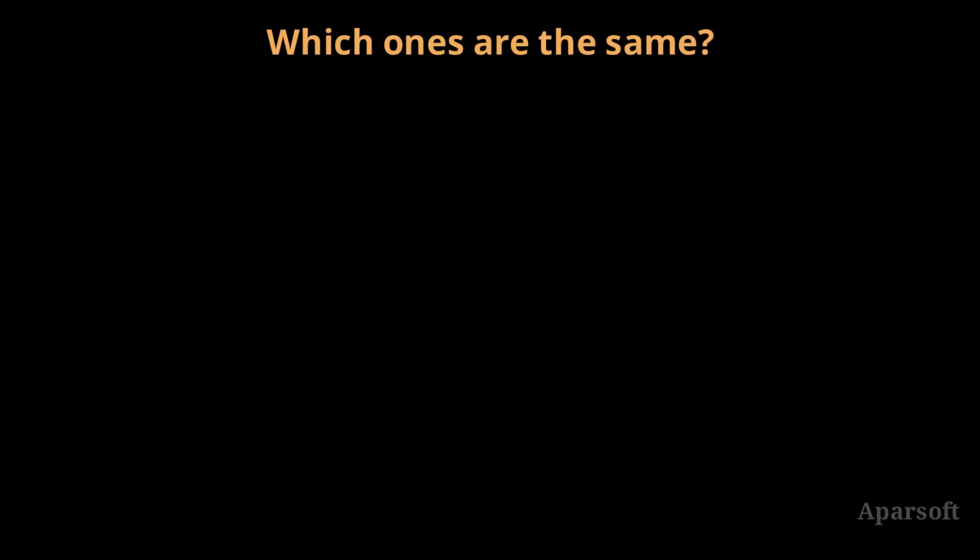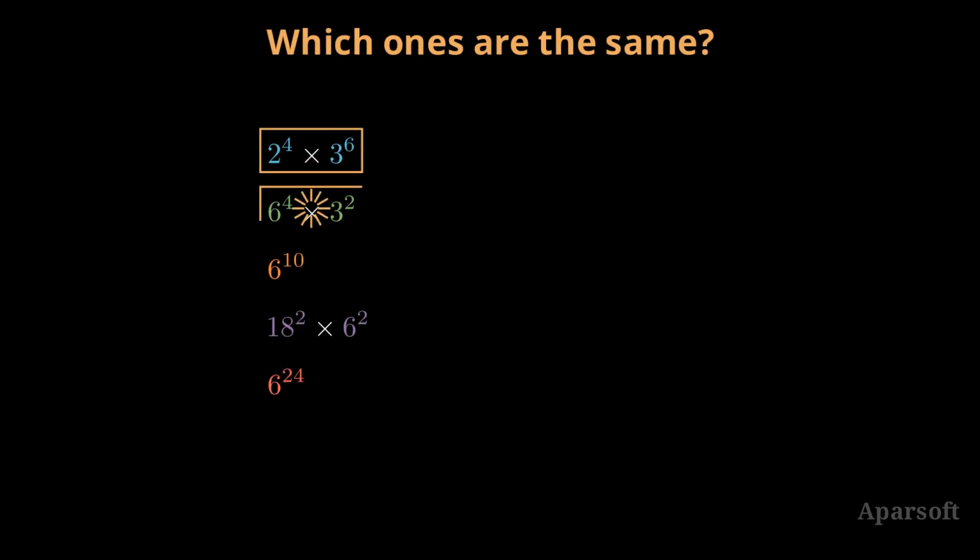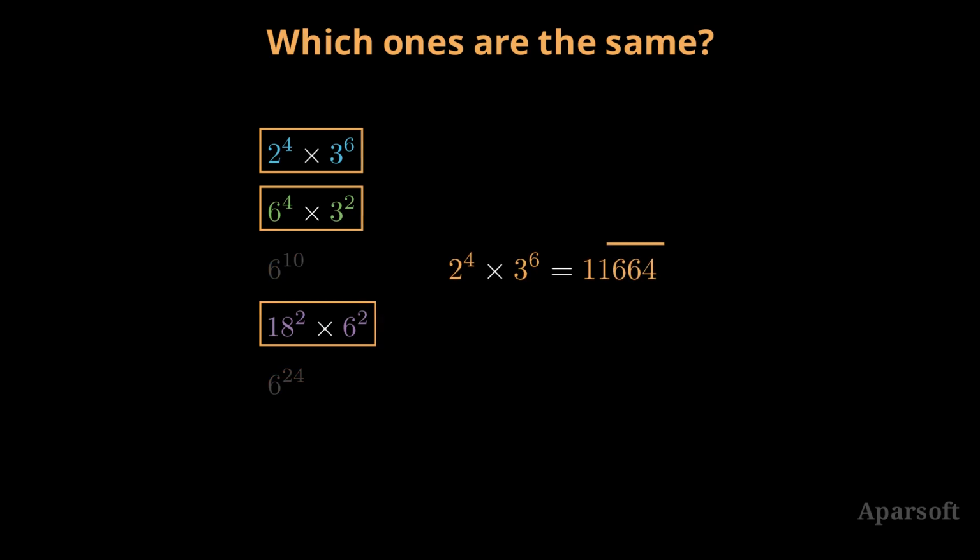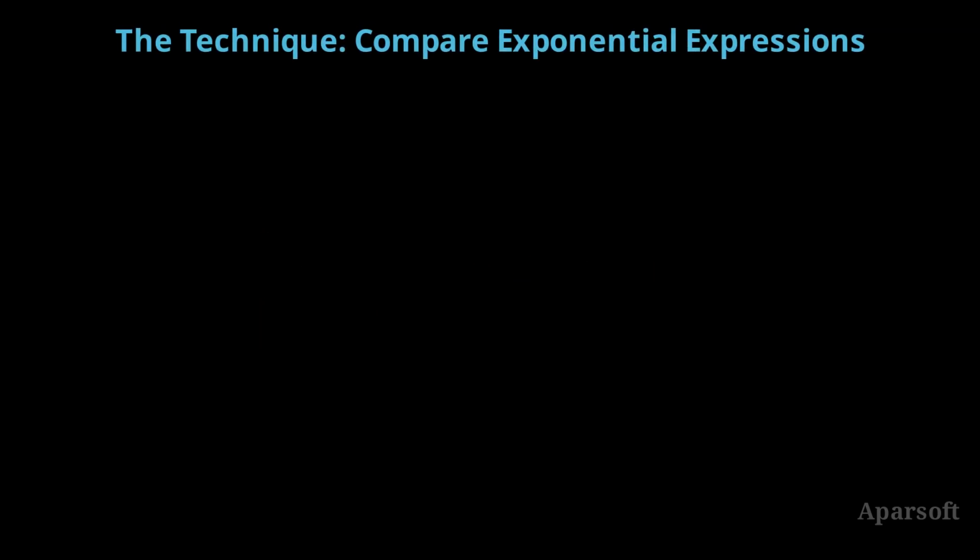And there we have it. 2 to the 4 times 3 to the 6, 6 to the 4 times 3 squared, and 18 squared times 6 squared are all the same number. They all equal 2 to the 4 times 3 to the 6, which is 11,664.